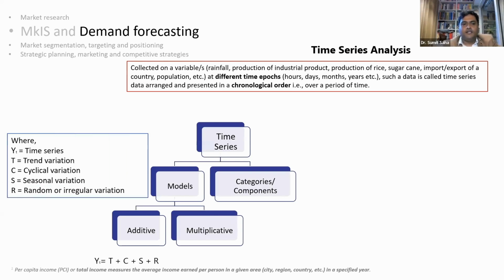Now the formula is very simple for additive. Y_t is the time series data, whatever I need to calculate. There are 4 variants: T, C, S, and R. T is trend variation. C is cyclic variation. S is seasonal variation. And R is random and irregular variation.